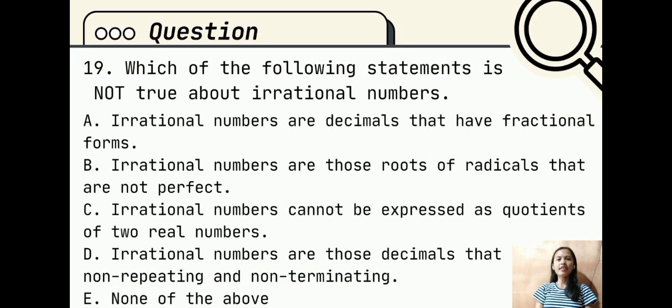Number 19. Which of the following statements is not true about irrational numbers? A. Irrational numbers are decimals that have fractional forms. B. Irrational numbers are those roots of radicals that are not perfect. C. Irrational numbers cannot be expressed as quotients of two real numbers. D. Irrational numbers are those decimals that are both non-repeating and non-terminating. E. None of the above.